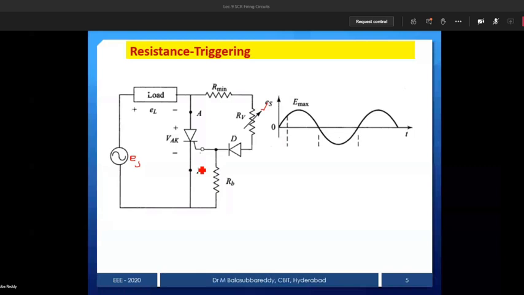Now at the same instant, the diode is also forward biased. When supply is positive, you can see that the thyristor is forward biased, and the diode is also forward biased. When the diode is forward biased, what will happen? You can see that current is passing through the source, it goes to R minimum, then RV, then to the diode, and then it goes to the gate. This is the way current passes.